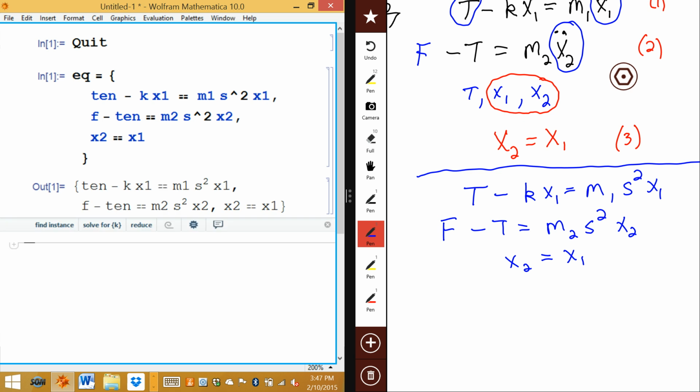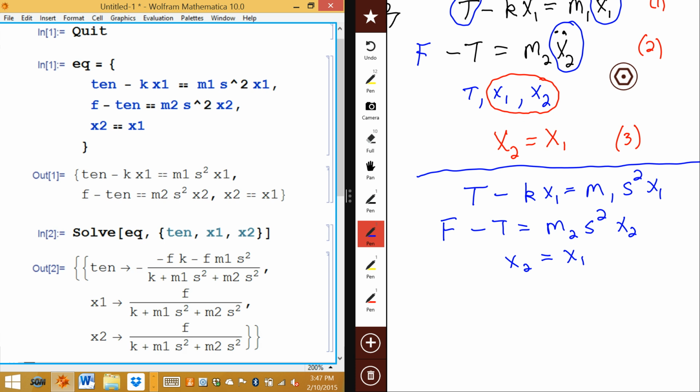You might look at that, make sure that it looks good. It looks good to me, so now I solve the equations. Since I have 3 of them, I have to specify 3 things to solve for. I'm going to solve for the tension, x1, and x2. All right, so there are my solutions. I have, in this particular case, 2 transfer functions. One of them will be a transfer function for x1, and the other one will be a transfer function for x2.